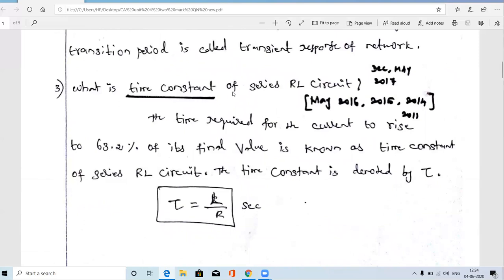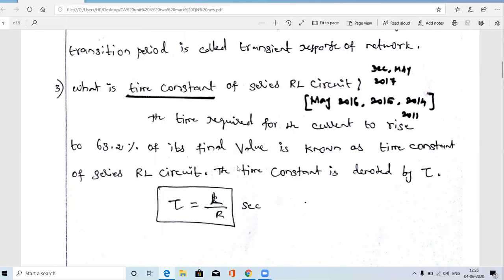What is the time constant of a series RL circuit? The time constant is the time required for the current to rise to 63.2% of its final value. It is denoted by the symbol tau. The tau is equal to L divided by R, the ratio of the inductor value to the resistance value. It is called the time constant of the series RL circuit.